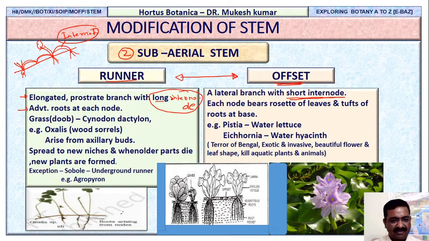Now second, underground roots at each node. Each node bears adventitious roots. It is very common in grass called doob grass. Its scientific name is Cynodon dactylon. Another example is oxalis, whose common name is wood sorrel. They also arise from the axillary buds and spread to a new niche. Niche means new habitat. When the older part dies, new parts are formed.